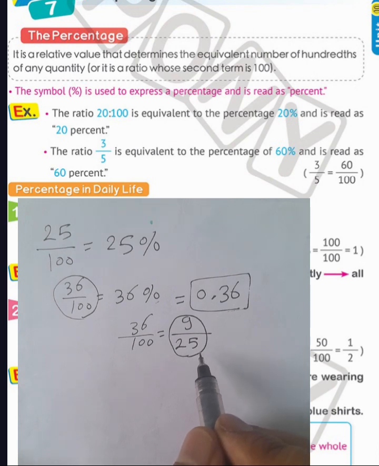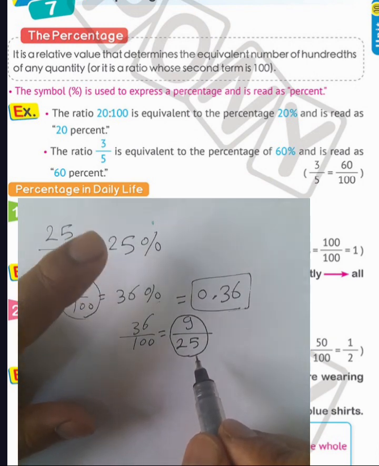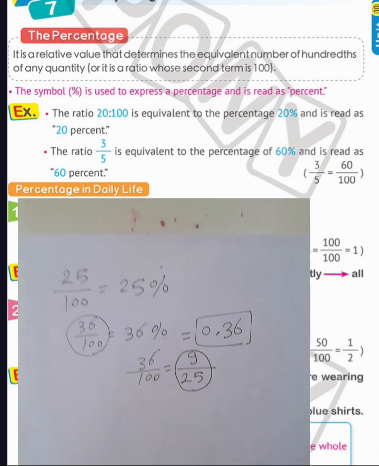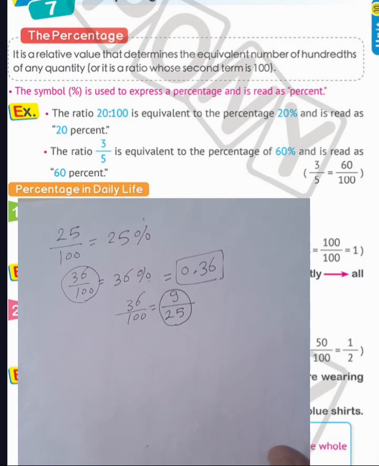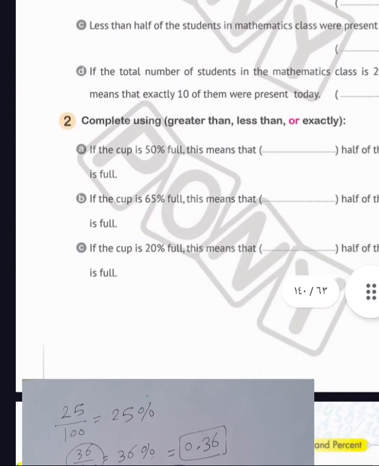Okay, then we call it percentage. The percentage is the ratio whose second term is 100. Understood? It's a percentage. Now we will solve examples about this.